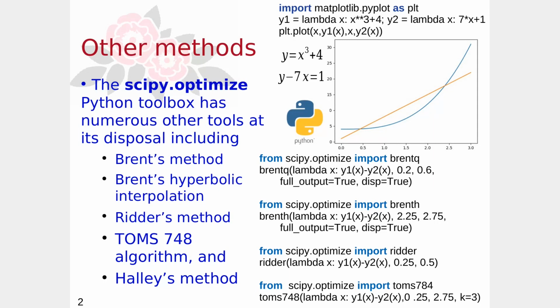Brent's method is available, also Brent's hyperbolic interpolation. Brent's method uses a combination of successive bisection, the secant method, and numerical equivalents to Newton-Raphson, and works out which one's best. Brent's hyperbolic uses an interpolation. We've also got Ridder's method, the TOMS algorithm, and Halley's method. Halley's method is indeed the method used initially to ensure that Halley's comet came back, for instance.